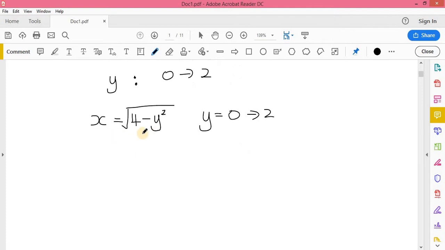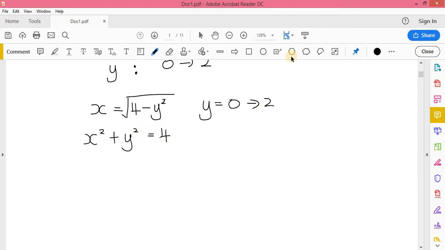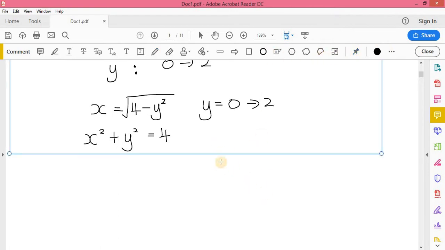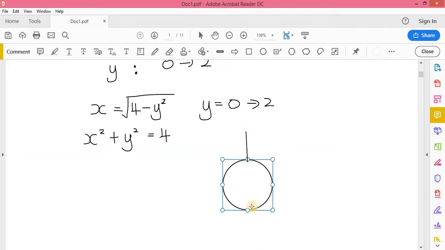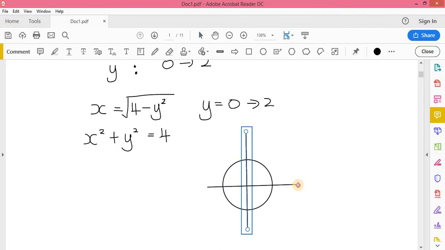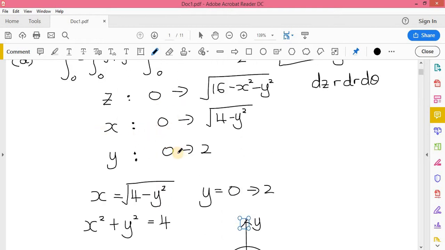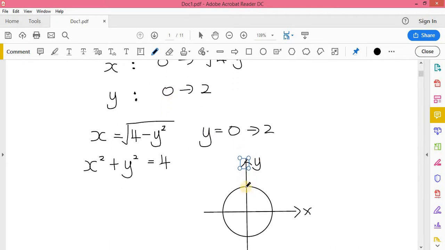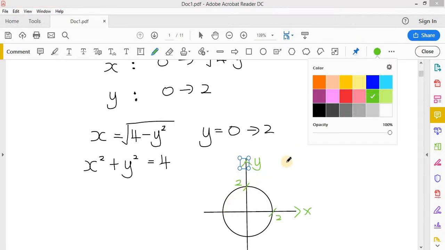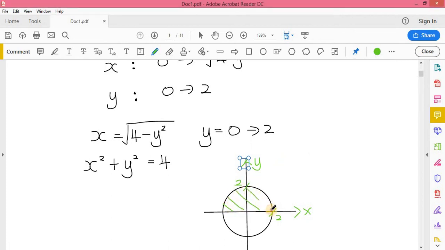If we draw this function, it is actually the function for a circle. So we can draw a circle, and then we label the axes. Based on this interval, the circle will have a radius of 2 based on the equation, and y will be from 0 up to 2. I will change the color. So 0 to 2, which means this part.